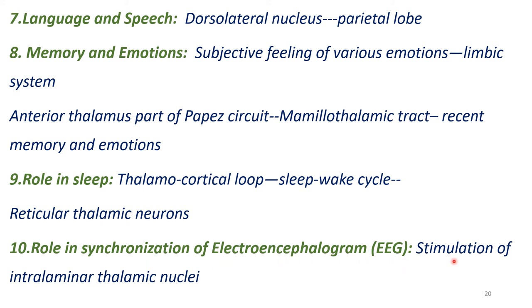It has been seen that the stimulation of intralaminar thalamic nuclei plays a role in the synchronization of EEG. EEG is basically the electrical recording of the brain. We'll be discussing this. Stimulation of intralaminar nuclei at low frequency causes synchronization of EEG waves recorded from the ipsilateral cortex. This is called the recruiting response. You record from the ipsilateral cortex, that is the same side cortex. While if high frequency stimulation is there, it causes arousal and desynchronization. So am I clear? Low frequency stimulation will cause synchronization, and high frequency will cause arousal and desynchronization.